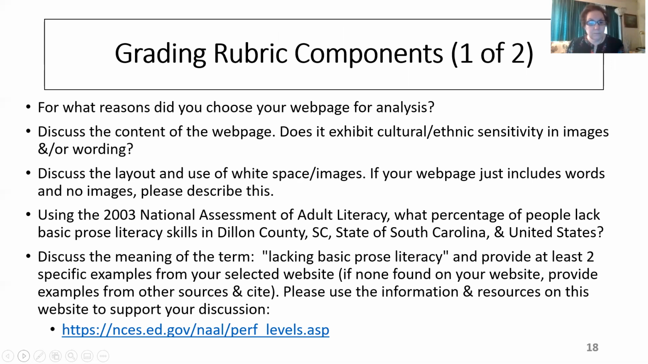Also in the US, there's the 2003 National Assessment of Adult Literacy. So they were directed to go to that website and determine what percentage of people lack basic prose literacy skills in Dillon County, South Carolina, in the state of South Carolina, as well as the United States. I also had them discuss the meaning of the term lacking basic prose literacy and provide examples from their website. So those were some of the grading rubric components.